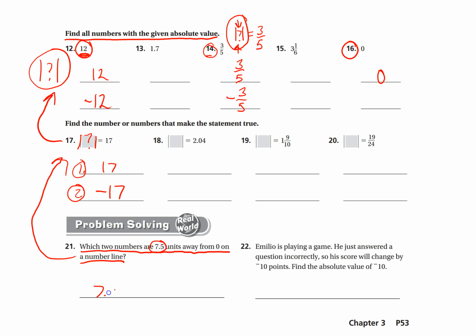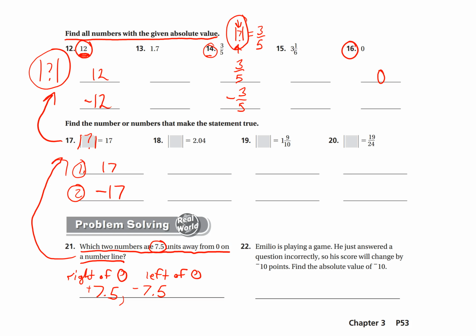So 7.5 is 7.5 units away from 0 on the number line. And if you want, we can say positive 7.5. And negative 7.5 would also be 7.5 units away. This one would just be to the left of 0. And this number, positive 7.5, would be to the right of 0.